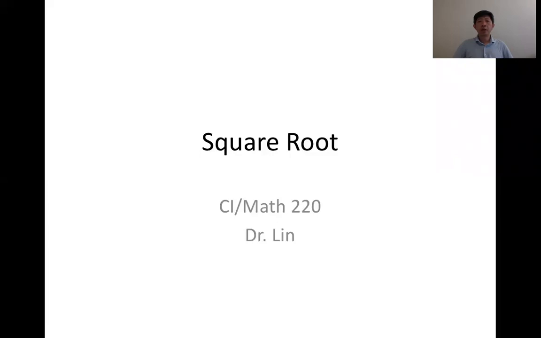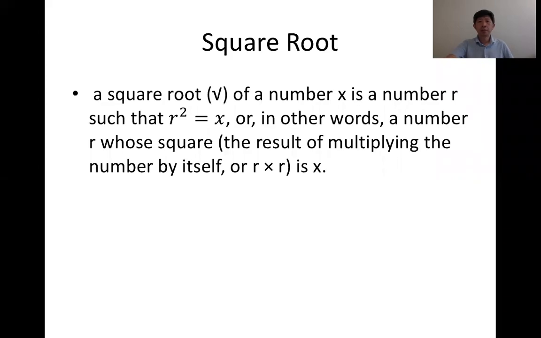Today we will learn about square roots. A square root of a number x is a number r such that r squared equals x, or in other words, a number r whose square is x. So for example, r is 10, and 10 squared equals, let's say x is equal to 100, right?